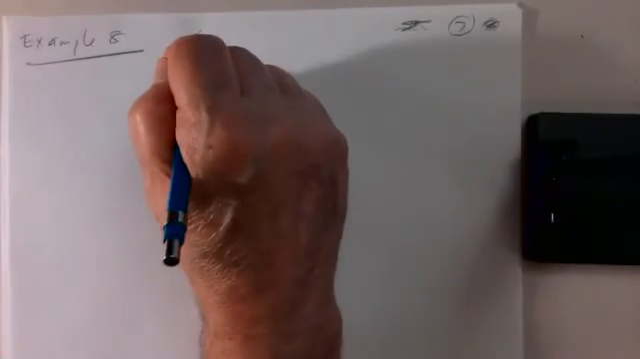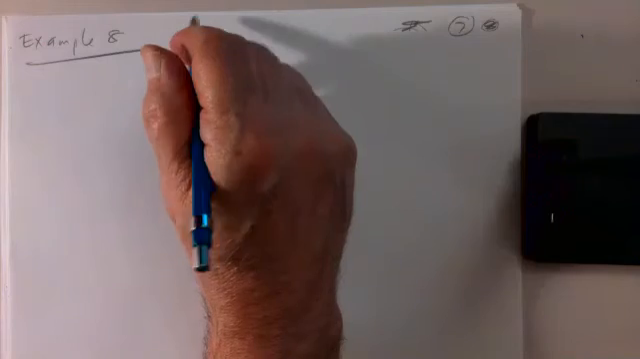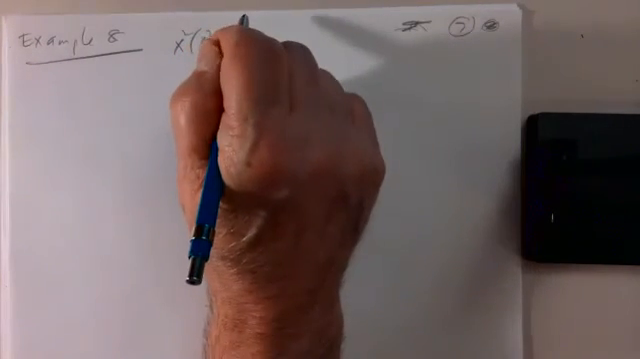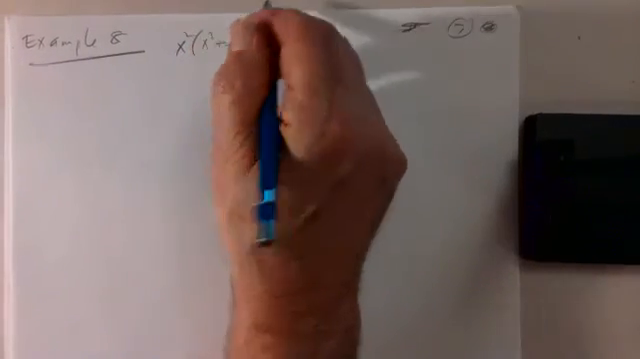This is example 8. So find the tangent line to the graph given by the following curve. We have x squared times x squared plus y squared equals y squared.